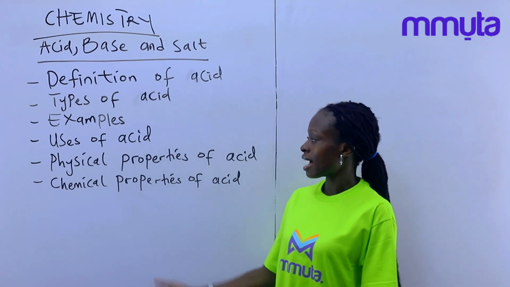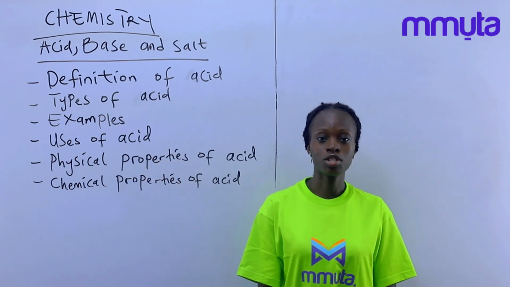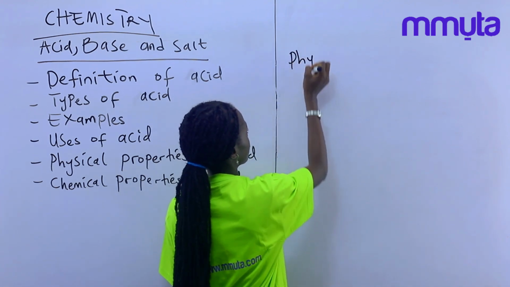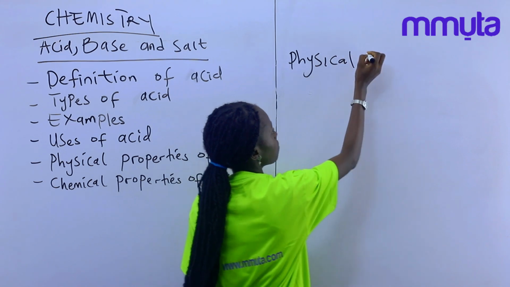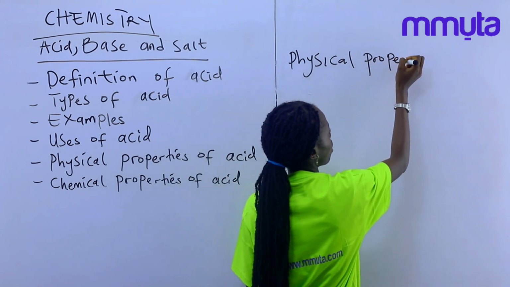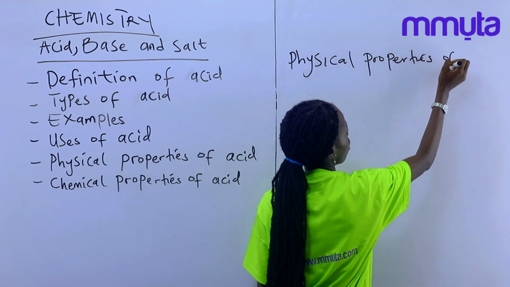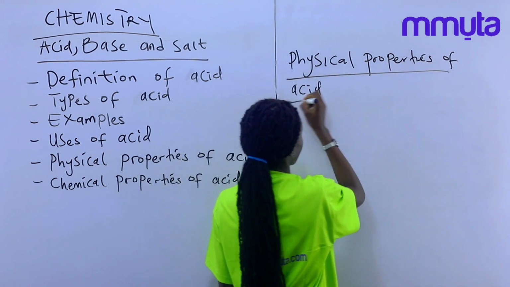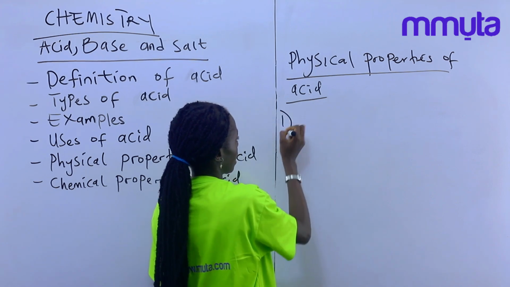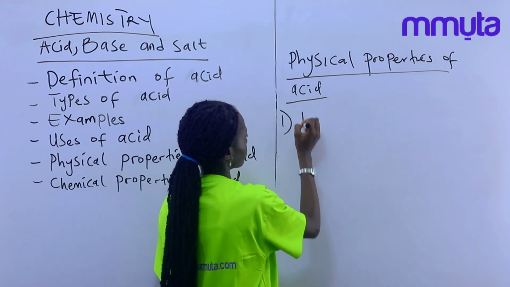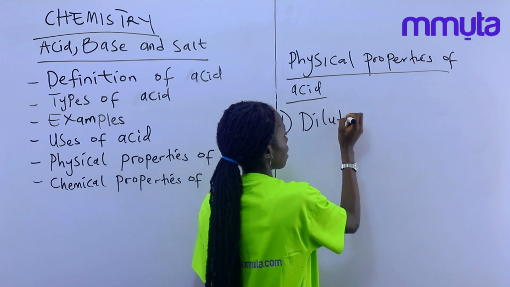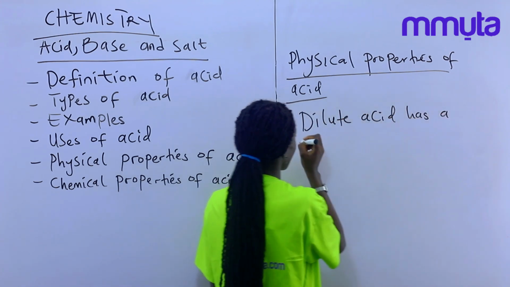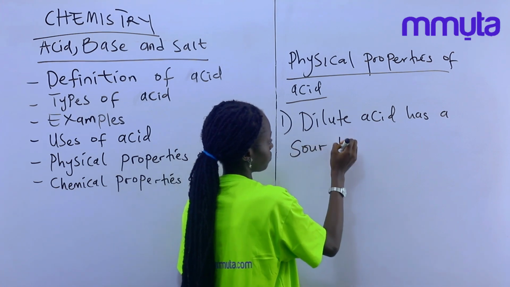Alright, so now we'll be looking at some physical properties of acid. Now the first one we'll be looking at is dilute acid has a sour taste.